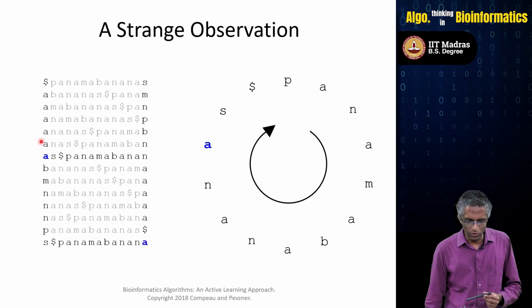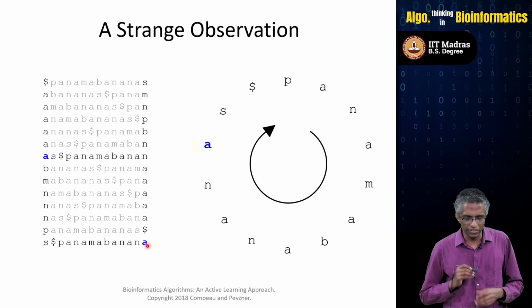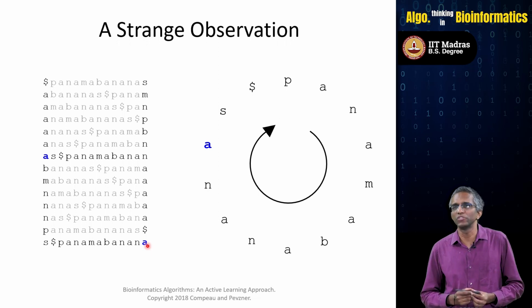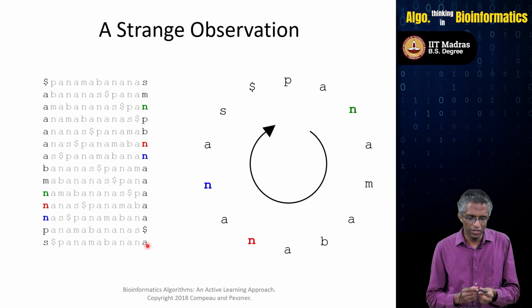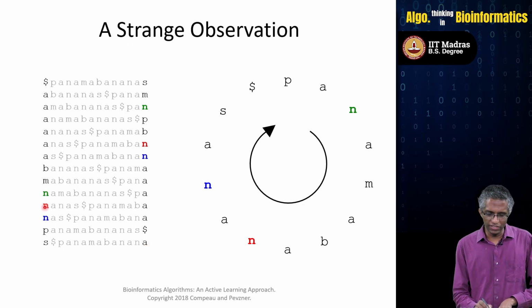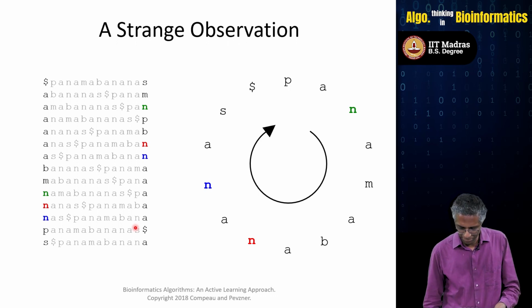Similarly, the sixth A will also be the same. The sixth A occurring in the first column and the sixth A occurring in the last column refer to the same A position in the genome. Both are referring to the same position in the genome. And that is not true for A's alone, that is true for N's as well. There is a first N indicated as green, the second N indicated as red, and the third N indicated as blue. Their order, green, red, blue, and green, red, blue, is the same in both the first column and the last column.